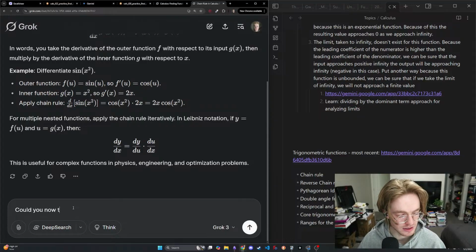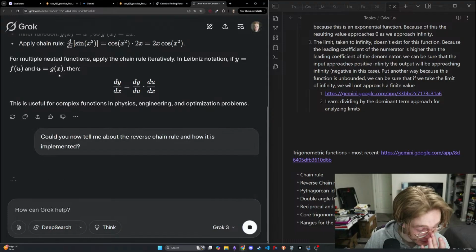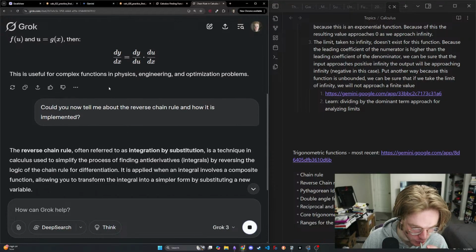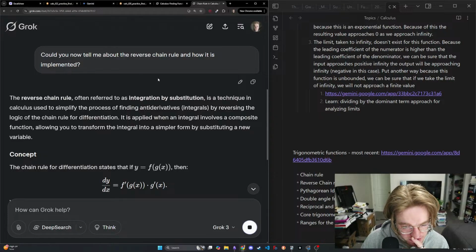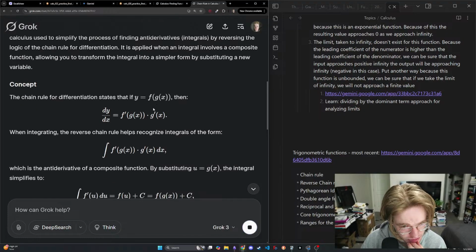Could you now tell me about the reverse chain rule? Of finding antiderivatives by reversing the logic of the chain rule for differentiation. It applies when an integral involves a composite function, allowing you to transform the integral into a simpler form by substituting a new variable. Perfect.